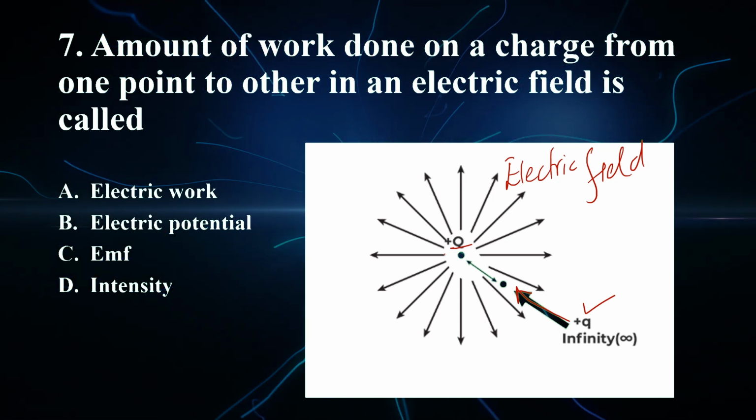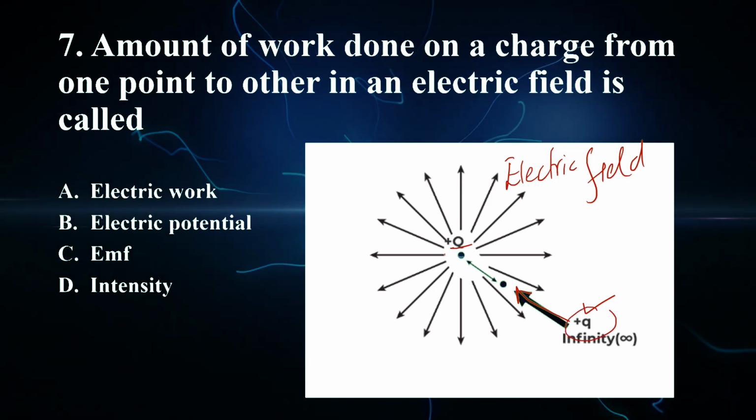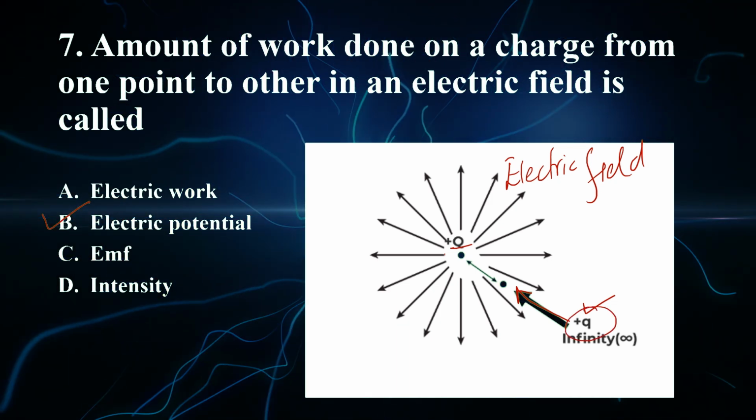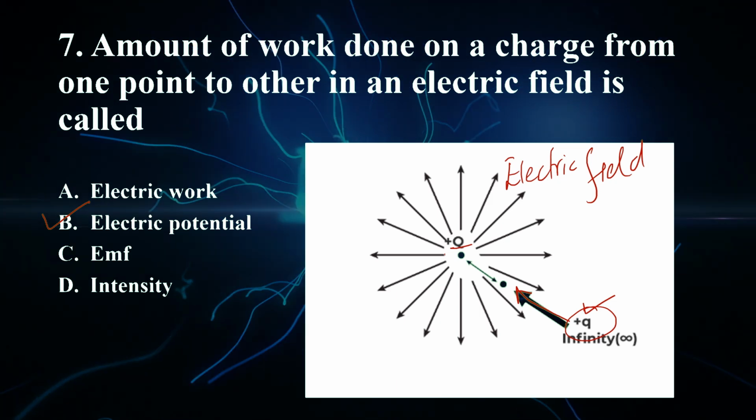So the amount of work done that I have done on this charge is known as electric potential, and the symbol of electric potential is V.